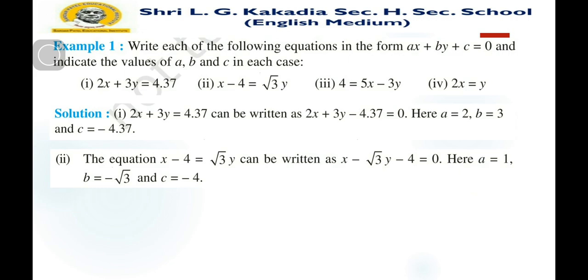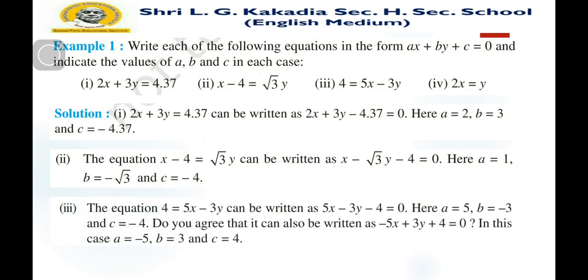Now let's take another example, which you can also solve by yourself. Third example: 4 is equal to 5x minus 3y can be written as given here. Here a is equal to 5, b is equal to minus 3 and c is equal to minus 4. Also you can write it this way, in which case a is equal to minus 5, b is equal to 3 and c is equal to 4. Both sets of values are acceptable. So in this way we can get the standard form of a given linear equation and also find the values of the given real numbers.